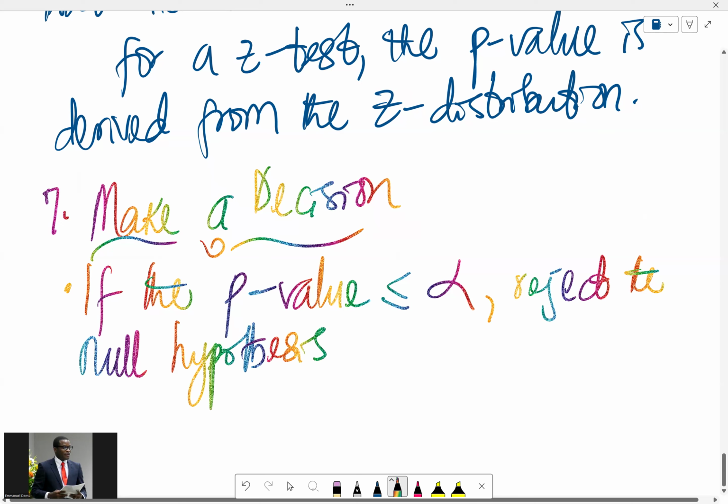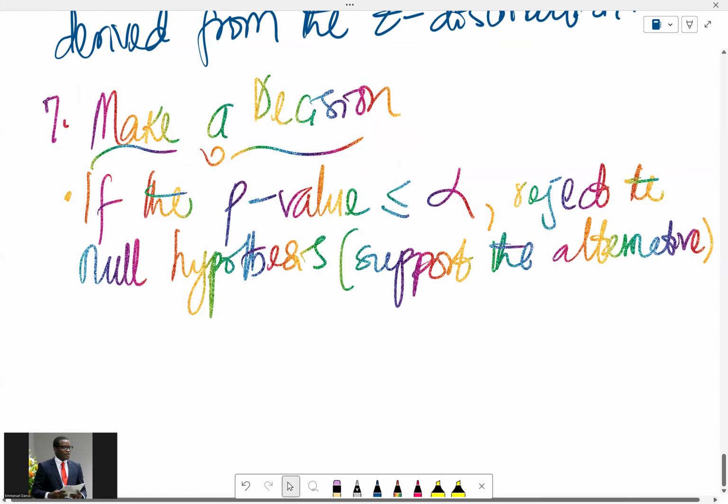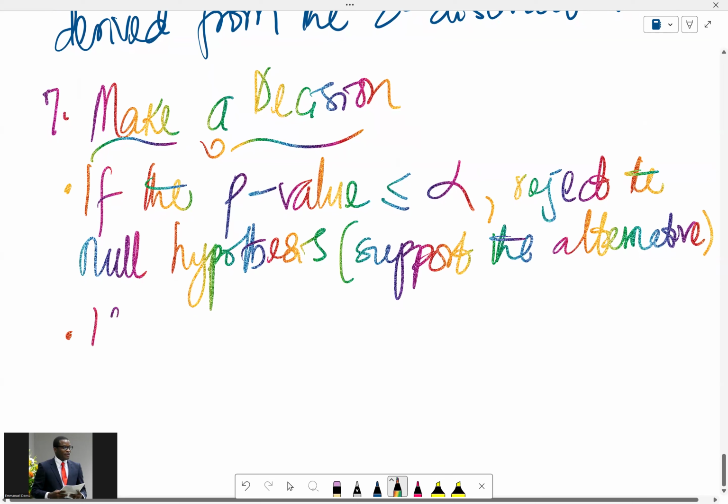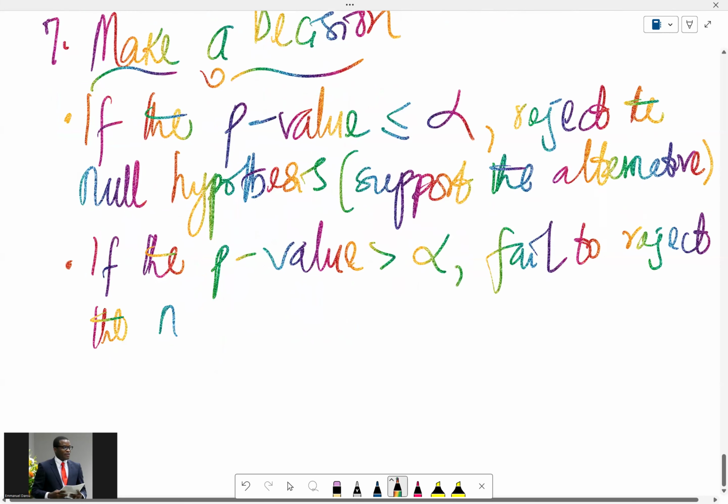Okay, reject the null hypothesis. That means you support the alternative. So once the p-value is less than or equal to alpha, you reject. Another thing is that if the p-value is greater than the significance level alpha, then you fail to reject the null hypothesis. That means the null hypothesis stands in that situation.